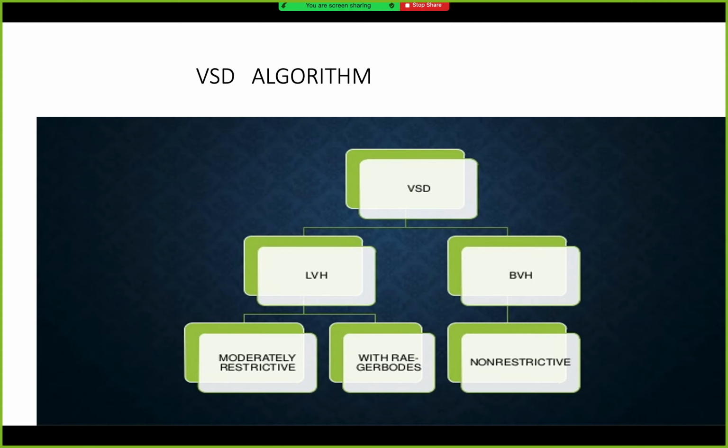I showed you an example, isn't it? So that is what is called the cat's walk-tail pattern. Okay, cat's walk-tail pattern. So the crocodile's sign was for the ASD. The cat's walk-tail pattern is for the VSD. Okay, but if it is biventricular hypertrophy, right?